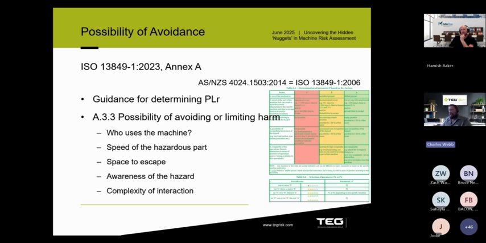That's P1 and P2. And what they've got here is a table with 5 considerations, 5 factors. And you would grade each factor, and then based on your score, in table A2 you can score your parameter P, whether it's P1 or P2. And the 5 key questions are: who uses the machine? How fast are the hazardous parts moving? Do you have space to escape? Are you aware of the hazard? And what is the complexity of the interaction? What's the task that needs to be done? Is it straightforward and simple, in and out, or is it complex?